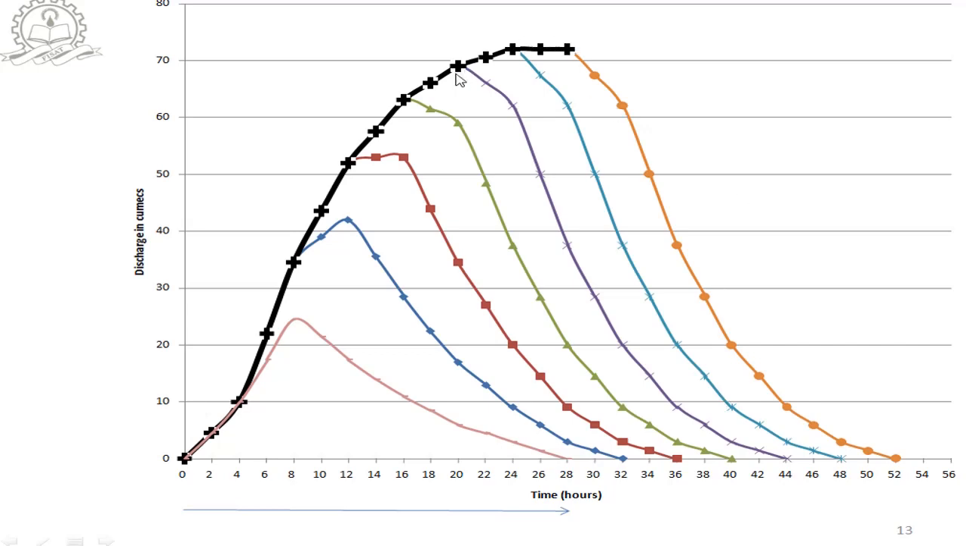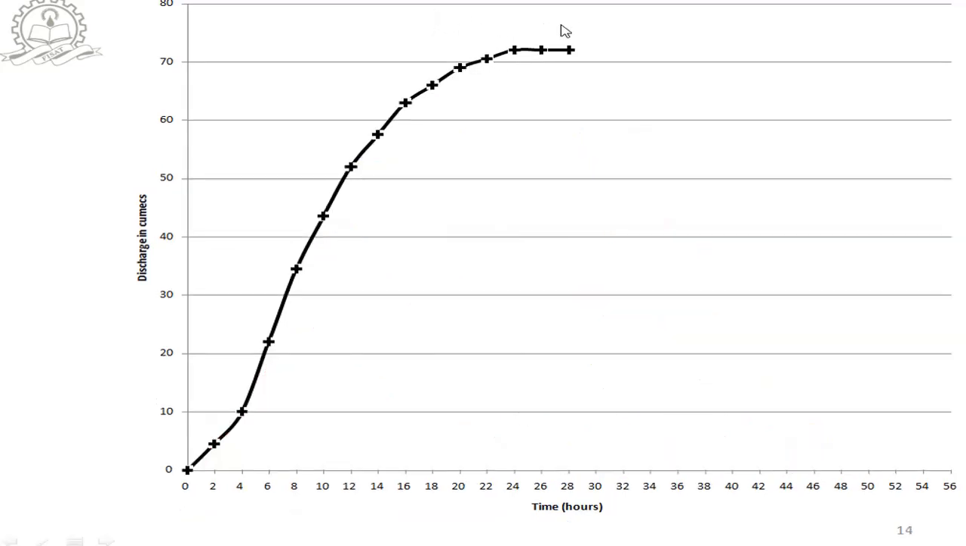This black line shows the S hydrograph. When it reaches a point here, it becomes constant. Here it is constant. So at this point it becomes constant, and that time is equal to capital T minus small t.